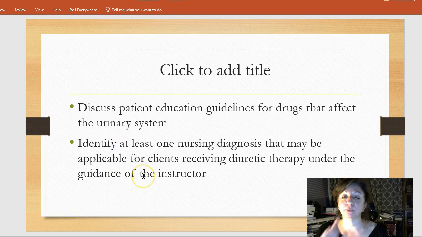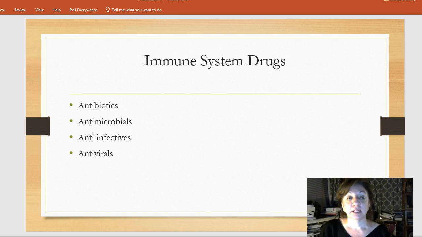Here are a couple of questions to think about when you're treating your patients for urinary tract system problems. What are some education guidelines for the drugs? What are some nursing diagnoses that you would find useful for these clients receiving diuretic therapy? And then we're going to move to the immune system drugs.